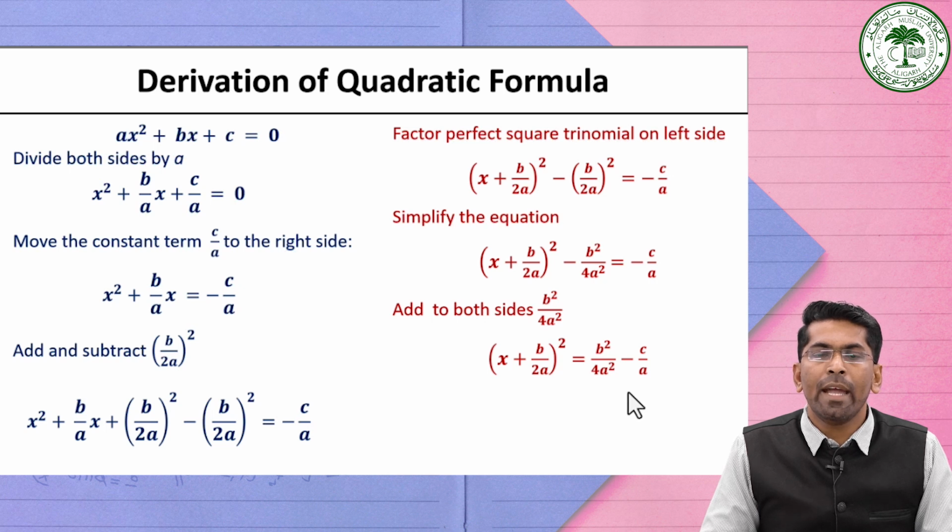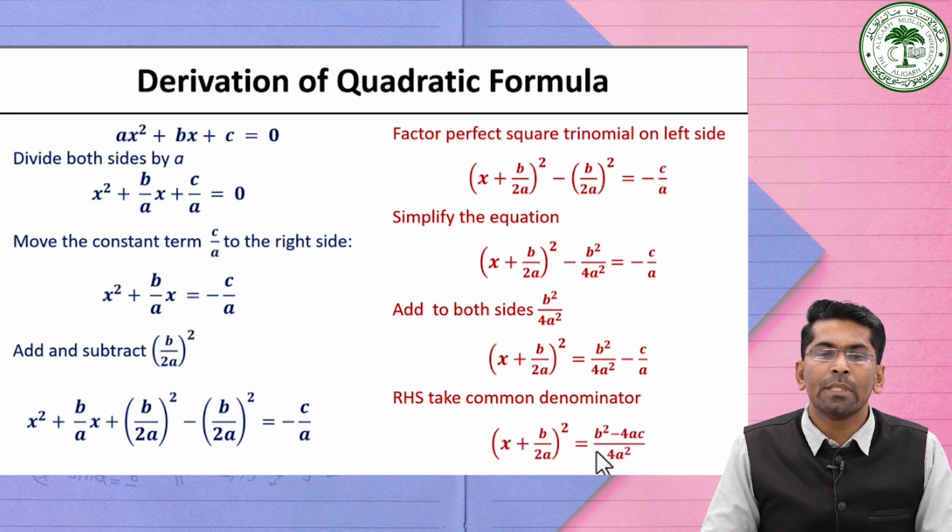Now on the right hand side of the equation, we take the common denominator. We will take the common denominator, which is 4a square, and multiply and divide the term minus c by a with 4a, so that we can arrange. So this will become x plus b by 2a whole square, which is equal to b square minus 4ac divided by 4a square.